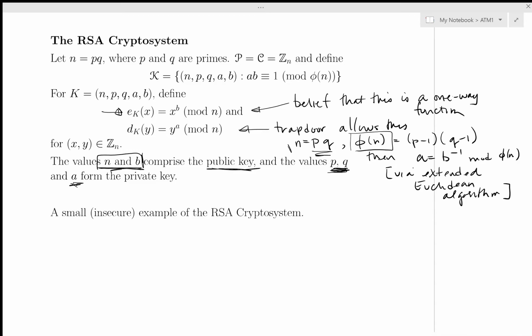Everybody knows the encryption function, and people in fact know what the decryption function is as well. But you can't operate the decryption function because you don't have the numbers you need, and you can't get those numbers from the public key.